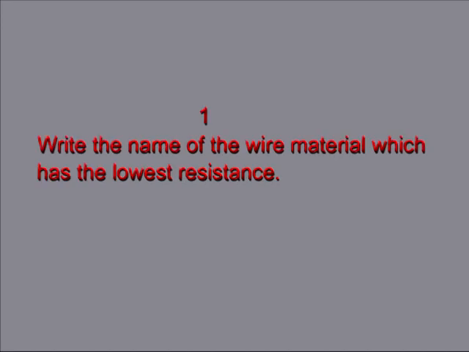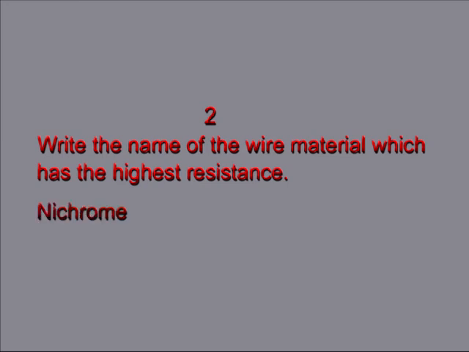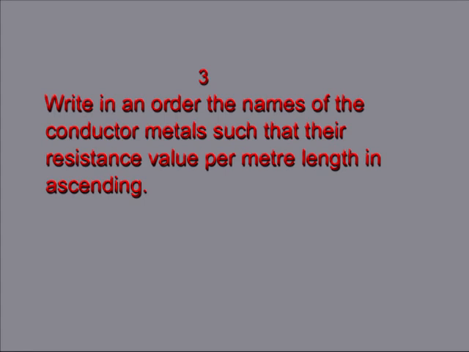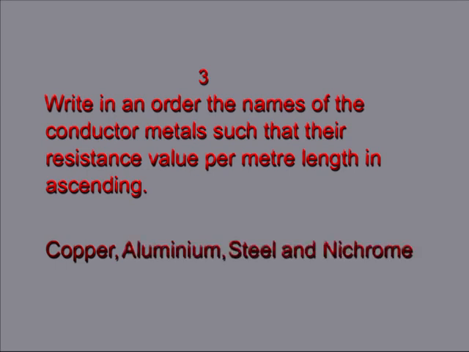Conclusion. 1. Write the name of the wire material which has the lowest resistance. Copper. 2. Write the name of the wire material which has the highest resistance. Nichrome. 3. Write in an order the names of the conductor metals such that their resistance value per meter length is ascending. Copper, aluminium, steel, and nichrome.